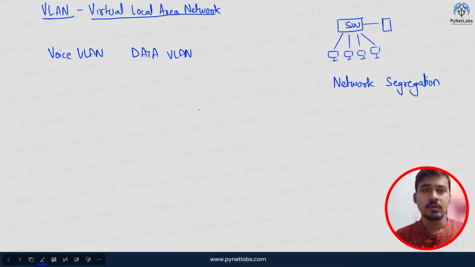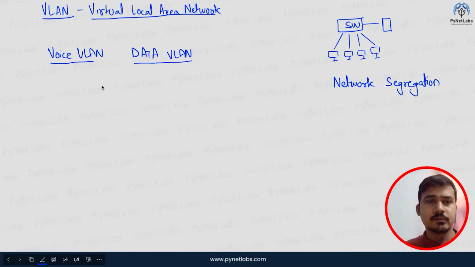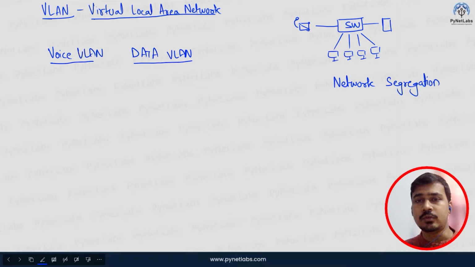Basically, if we talk about VLAN, you can have two types of VLAN. The first one is known as voice VLAN, and the other one is known as data VLAN. So let's look into what these two VLANs are. Consider that on your switch, on your local area network, you have also connected some VoIP devices. So rather than just computers and servers, you also have some phones, some VoIP phones.